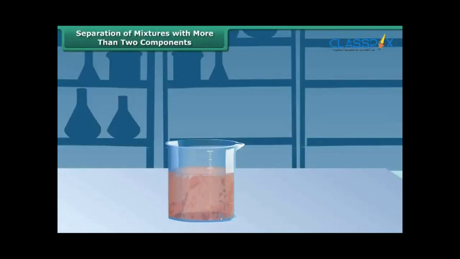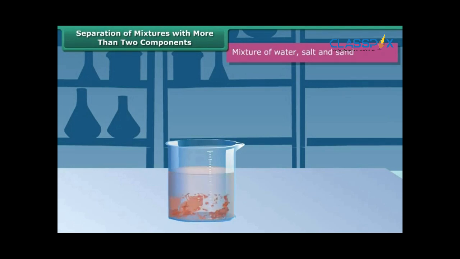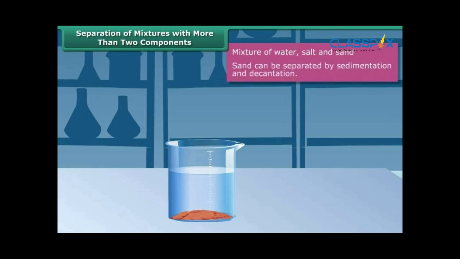Let us do a workout. If you are given a mixture containing water, sand and salt, how will you separate the three components from one another? You will leave the mixture undisturbed for a while to separate sand. Sand, which is heavy and insoluble in water, settles down at the bottom of container. The mixture is then separated by decantation to get sand.